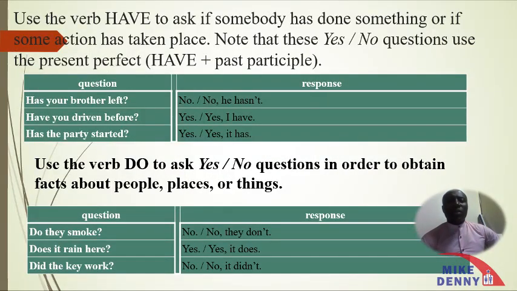We can also use the verb have to ask if somebody has done something or if some action has taken place. Note that these yes or no questions use the present perfect, have plus the past participle. For example, question: Has your brother left? Response: No. Or full response: No, he hasn't.